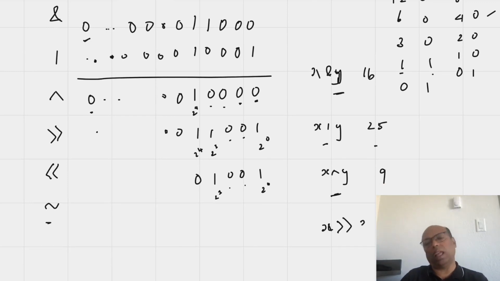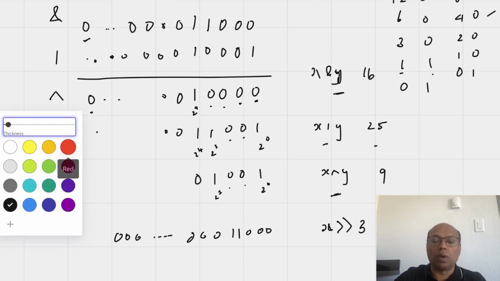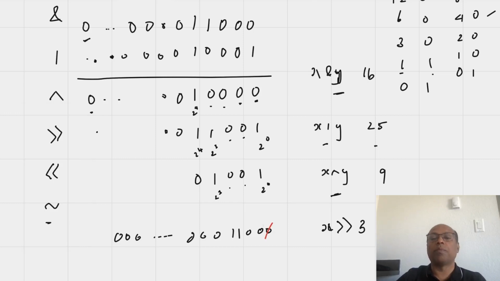Now, if I say X right shift 3, what will happen? First, write the binary form of X. Right shift 3 means you have to remove 3 bits on the right hand side. If I remove 3 bits on the right hand side, 1, 2, 3 will be knocked out.